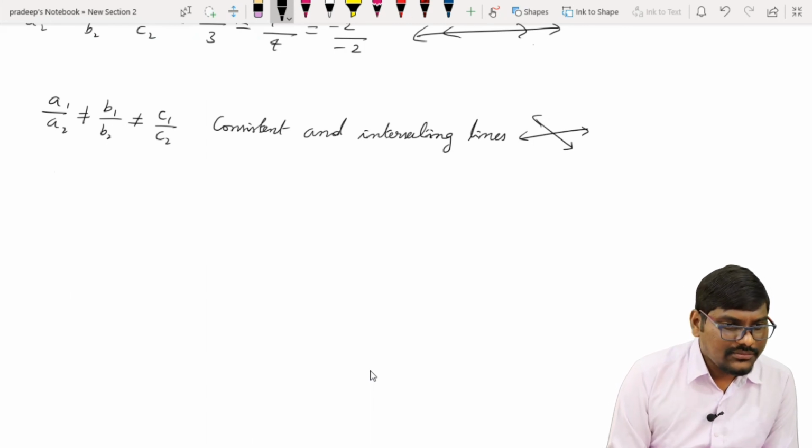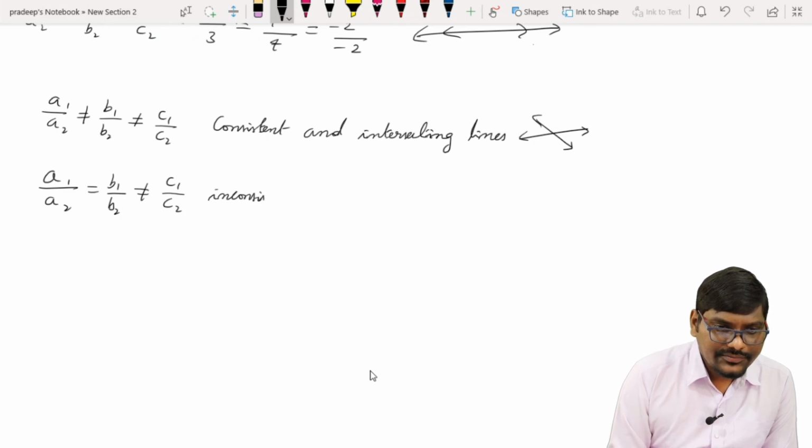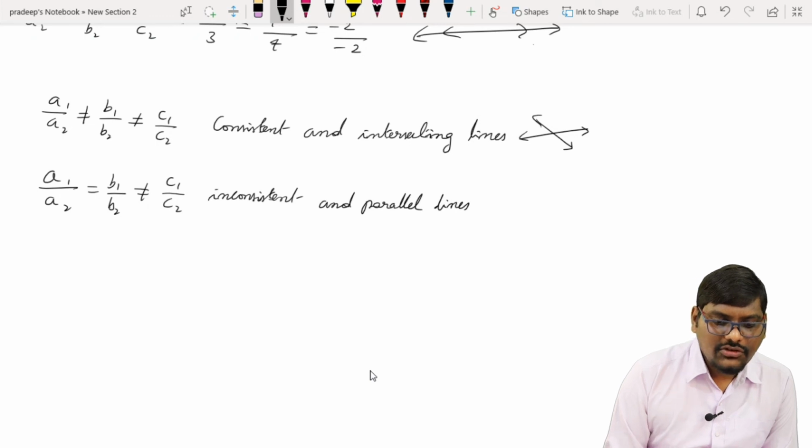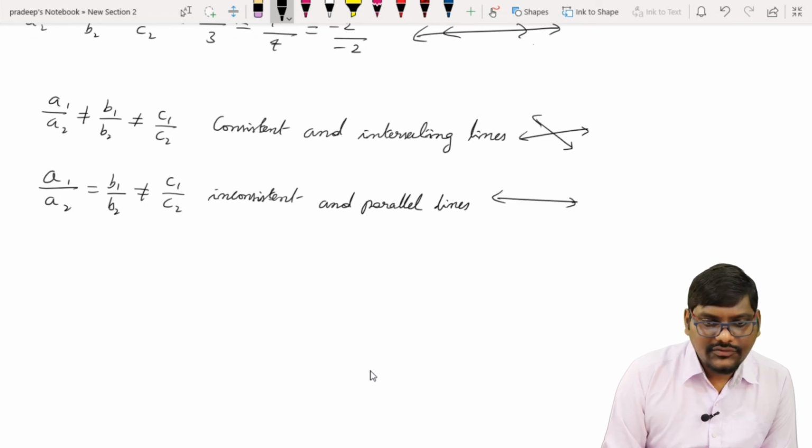So what is the second form? a1 by a2 equal to b1 by b2, which is not equal to c1 by c2. So this we will say is inconsistent, and we'll also say they are parallel lines. Okay, so now here, if this is one line, the other line will be parallel to the first one.